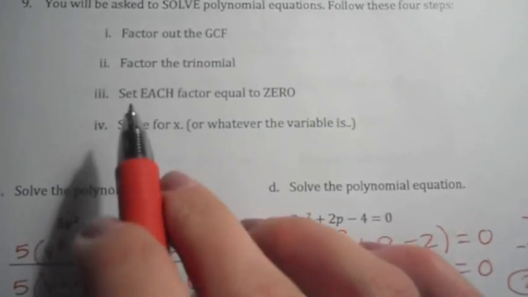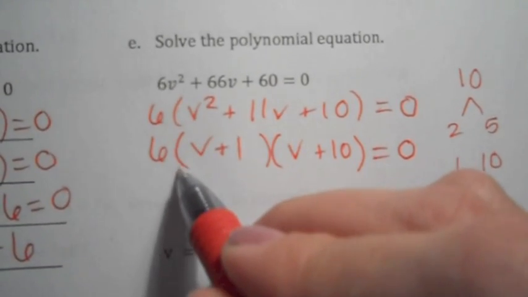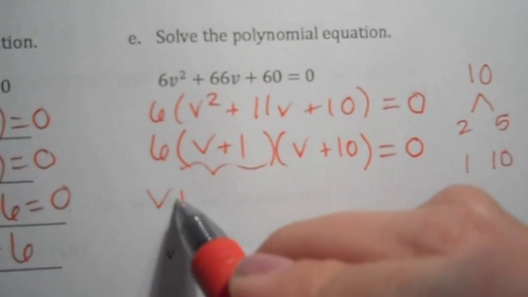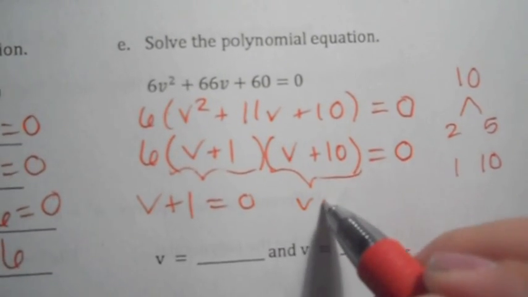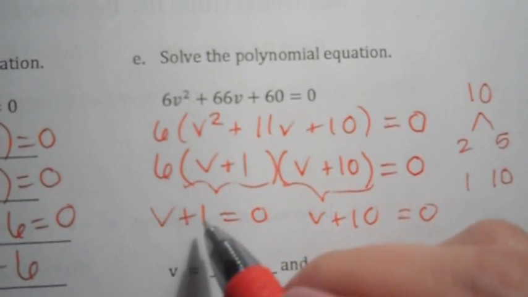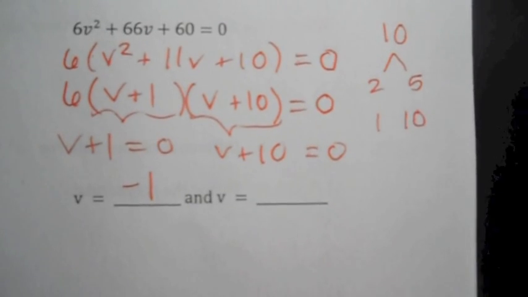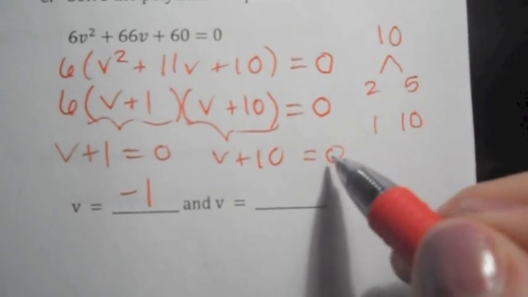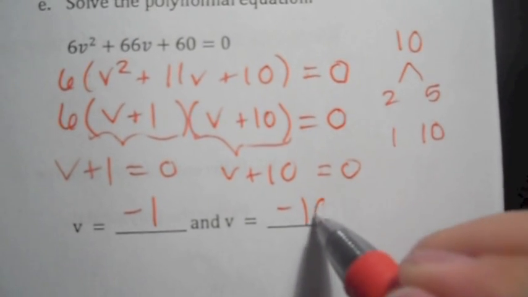Step 3 has us set each factor equal to 0. So we'll set this factor equal to 0, and set this factor equal to 0. If v plus 1 is 0, then v must be negative 1. If v plus 10 equals 0, move that 10 to the other side, v is negative 10.